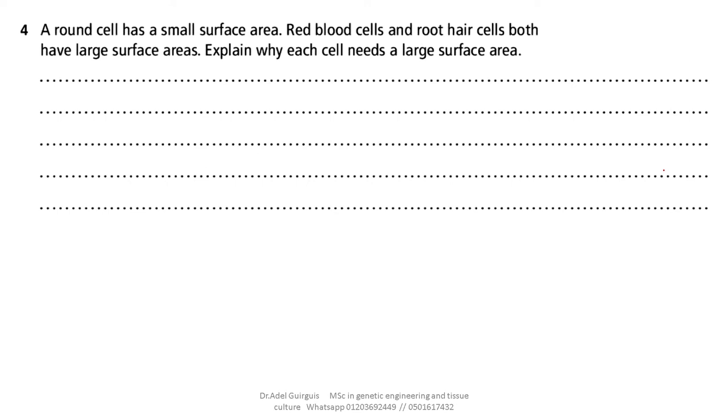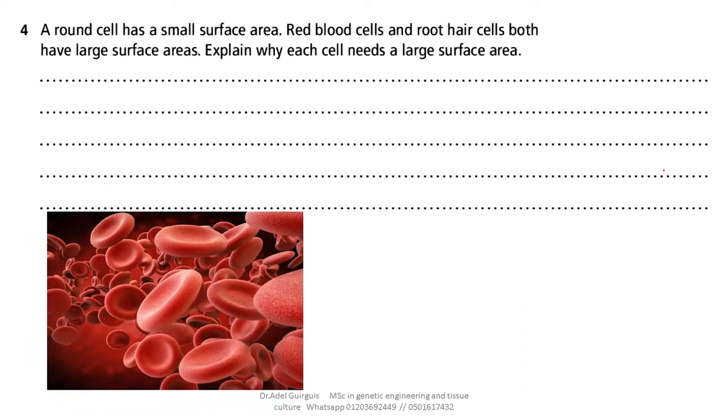Red blood cells and root hair cells both have large surface areas. So the question is about two types of cells, and your answer also involves two types of cells, not one. You have to mention both cells, red blood cells and root hair cells, in the second statement. Explain why each cell needs a large surface area.